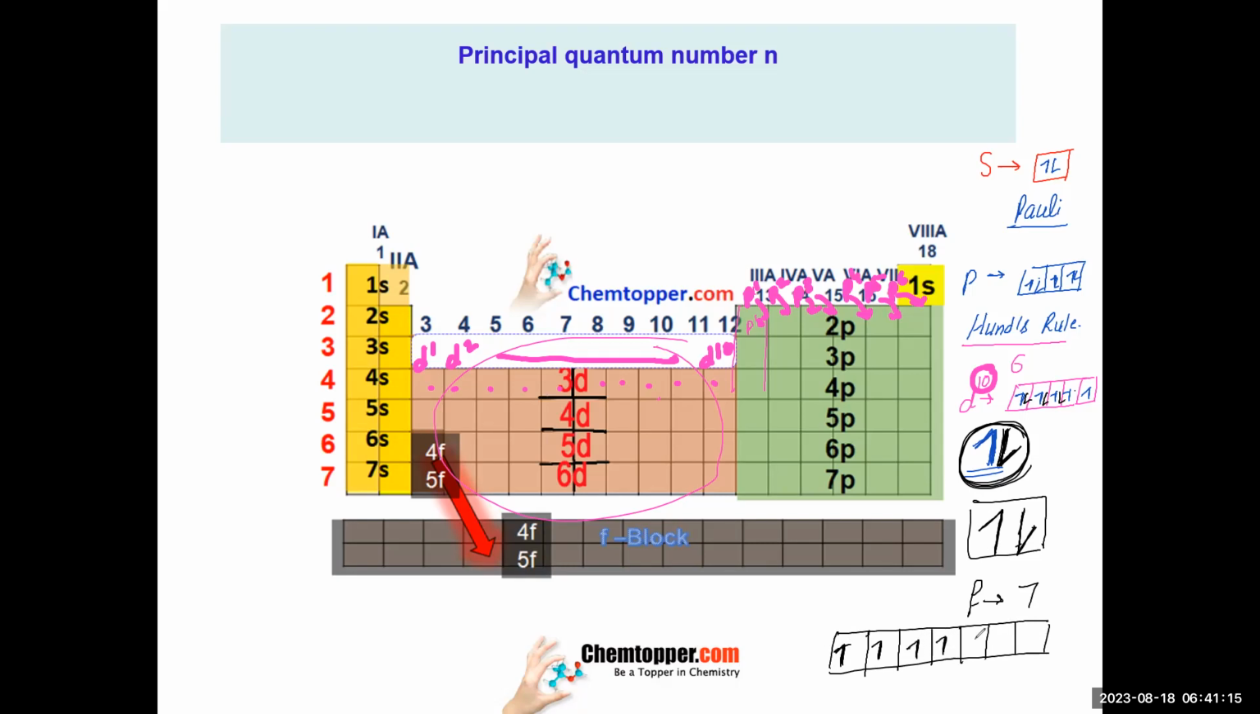All electrons initially will go with parallel spins. This one. How many electrons are there right now? How many children here? 7. Can I say that when F has 7 electrons, it's exactly half filled? Exactly half filled. And exactly half filled are stable. Not as stable as fully filled, but they are stable.